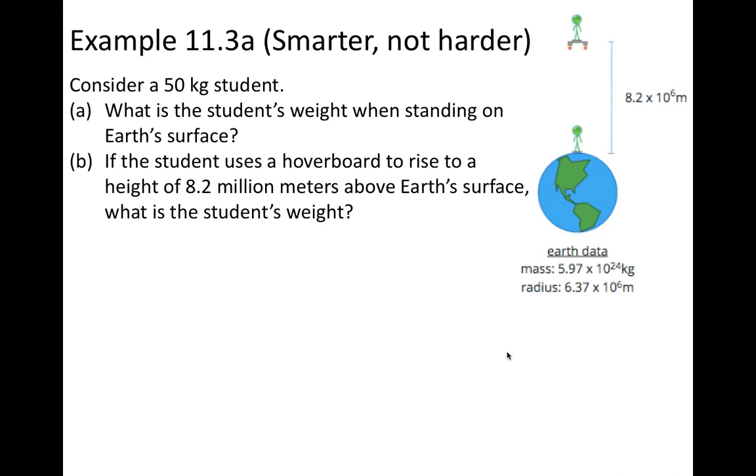I performed that last example just using a plug and chug method. I used the law of universal gravitation, took the values given, and then crunched the numbers to get my answers, which is a perfectly fine way to go about solving the problem, but we can be a little bit more sophisticated and work smarter, not harder.